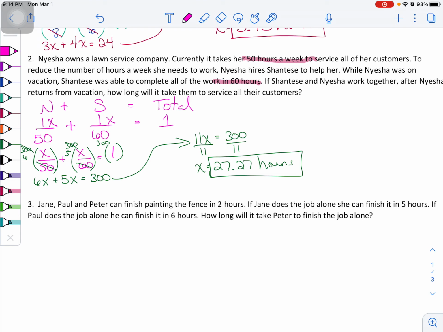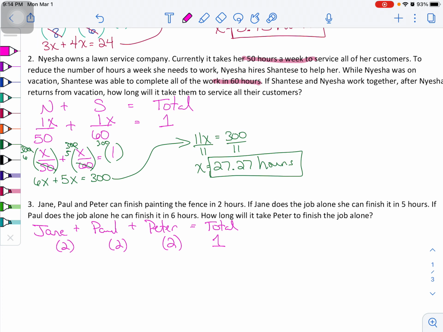So problem number 3, you've got Jane, Paul, and Peter can finish painting the fence in 2 hours. Now this is a little bit different because in this case, I'm telling you Jane, Paul, Peter, they're my 3 people. I would just use J, P, and P, except I don't want to confuse myself with the double P's. And this is going to equal a total here.